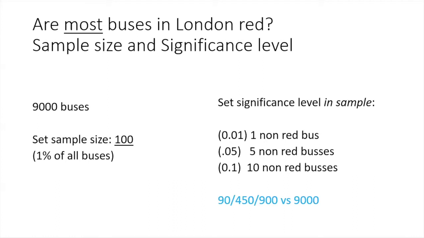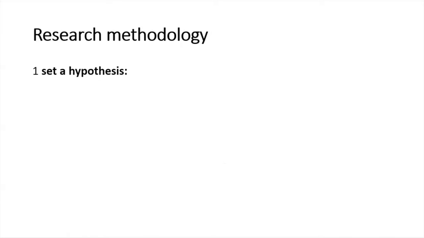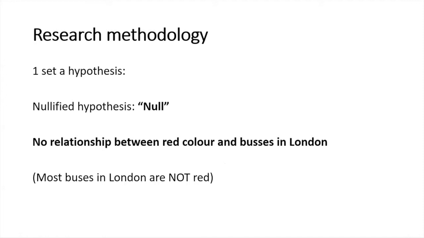So let's start our research. We set a hypothesis, and our hypothesis will be called the null hypothesis. Now, null hypothesis means there is no relationship between the two items we are searching, i.e. in this situation, there is no relationship between red color and buses in London, i.e. most buses in London are not red. That's our hypothesis. This is the method that started from Aristotelian time, the method of searching for a null hypothesis. Right, we now go and look at 100 buses, and these are the results.